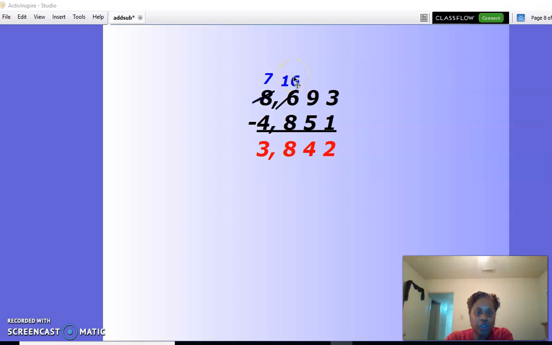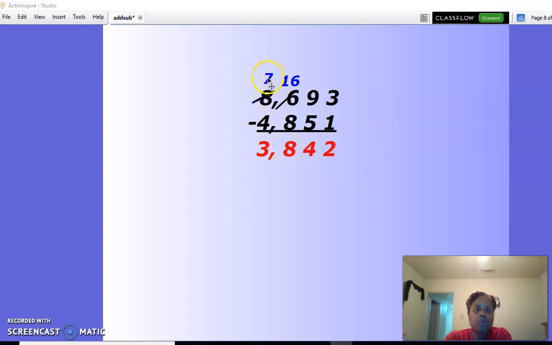When we move to our hundreds place value position, we notice that we can't subtract 6 minus 8, or 8 cannot be subtracted from 6. So we regroup. Our 8 changes to a 7. We're going to add 10 to 6, which will give us 16. Now we can subtract 16 minus 8, which is equal to 8.